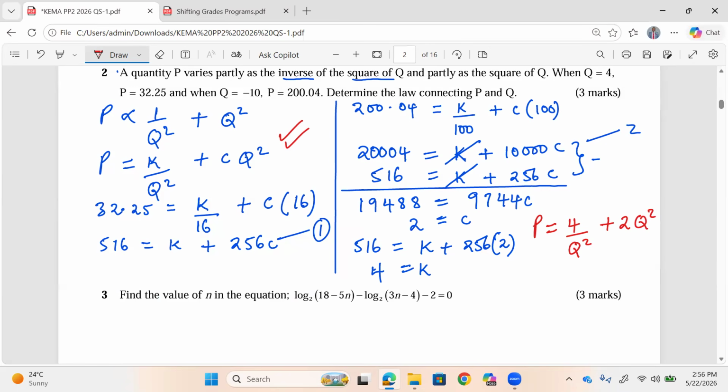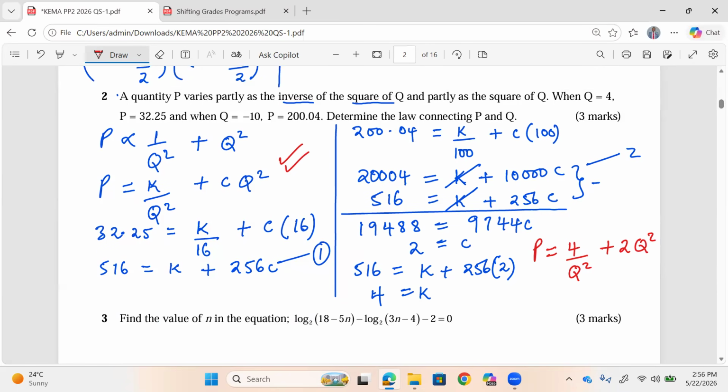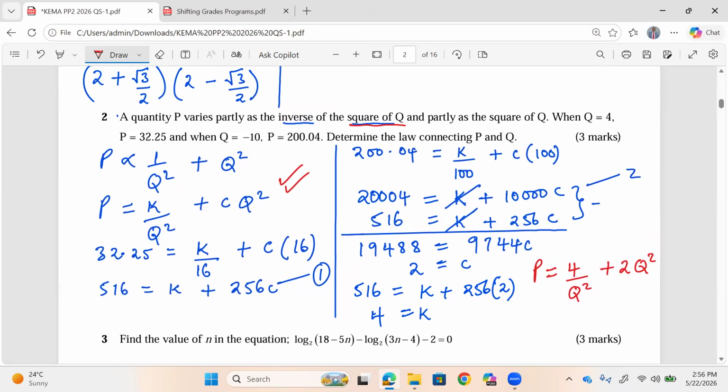One thing that you're supposed to be very careful with is the application of words like square and square root. Some other times cube and cube roots. You're supposed to be very careful so that you write the right thing.